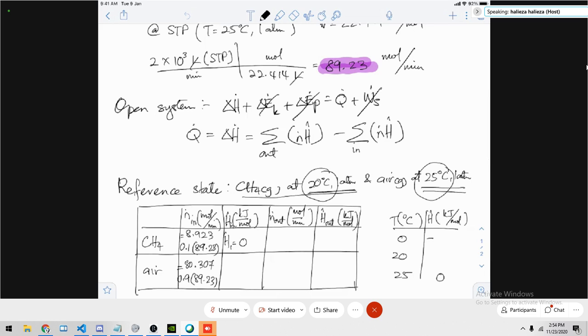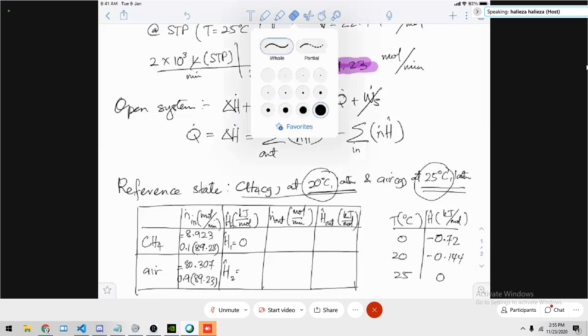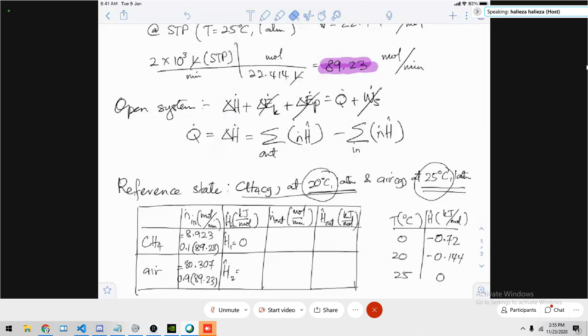Negative 0.72. Yes, thank you very much. The interpolation, I got negative 0.144. Okay, thank you, Aiman. So that is your enthalpy. Give it a value, you could write the symbol if you want. If you don't want, then just erase that.